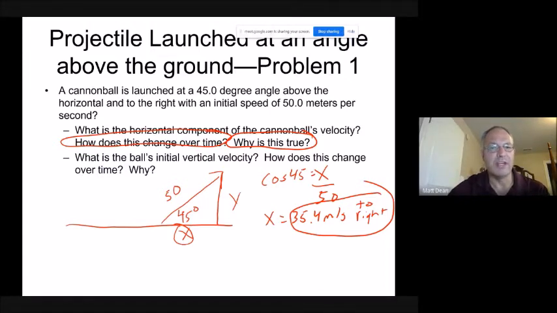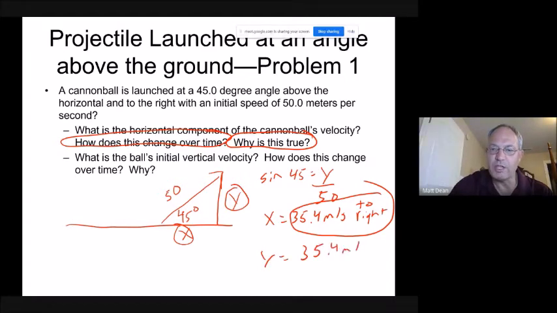Now let's do the same thing with the vertical component. To find the vertical component, instead of using cosine, we would use sine. We'd say the sine of 45 equals our opposite side, which is y in this case, over our hypotenuse, 50. Solve that out, and we end up with y equals positive 35.4 meters per second, and that would be in the upward direction. So that cannonball is going 35.4 meters per second up and 35.4 meters per second to the right.